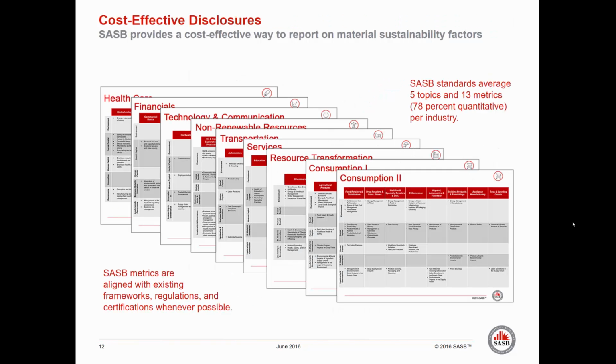I mentioned earlier that one of our goals is that the SASB standards be cost-effective for issuers to use. SASB standards average 5 topics and 13 metrics per industry, and SASB metrics are aligned with existing frameworks and guidance wherever possible. We do not want to invent new metrics.